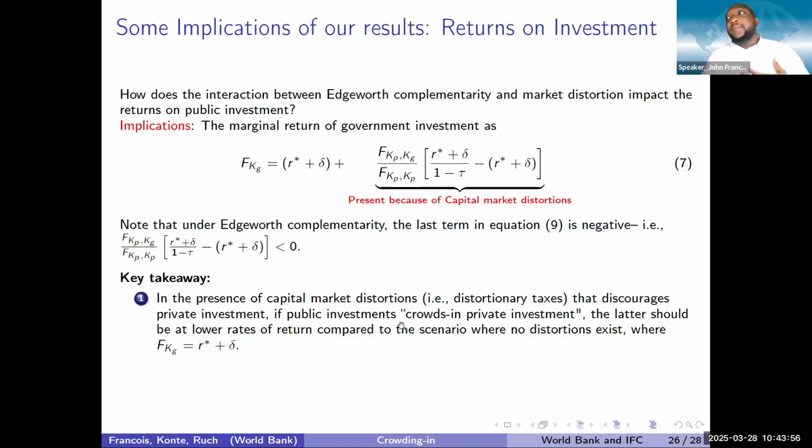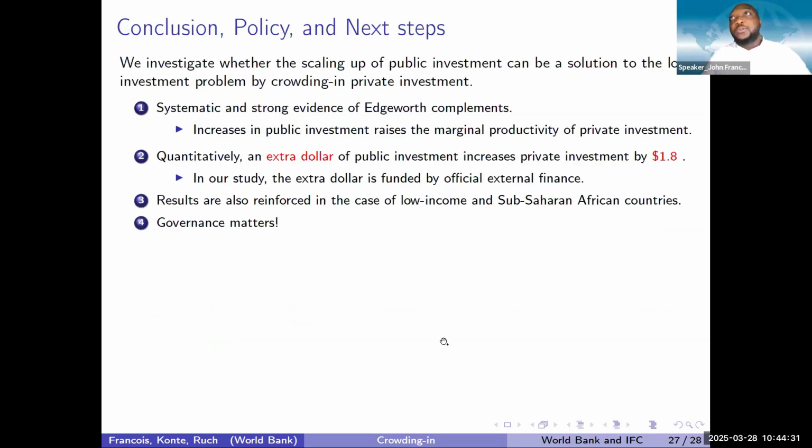But in the presence of capital market distortions, that discourages private investment. If public investment crowds in private investment, the former, which is public investment, should be allowed a lower rate of return compared to the scenario where capital market distortions do not exist, right? So in this context, we cannot just go ahead and interpret public investment returns like we do in a standard framework where there are no capital market distortions, because in the real world, there are capital market distortions or imperfect capital markets.